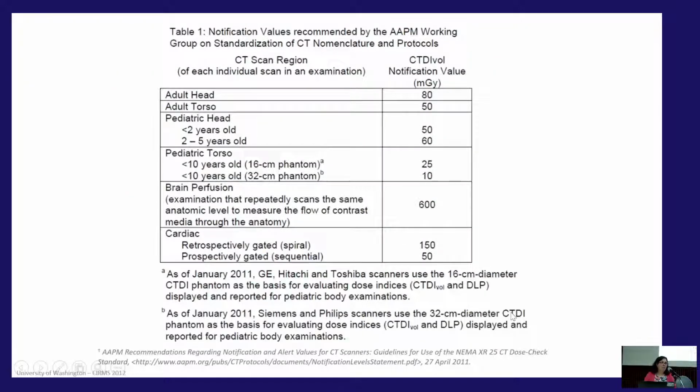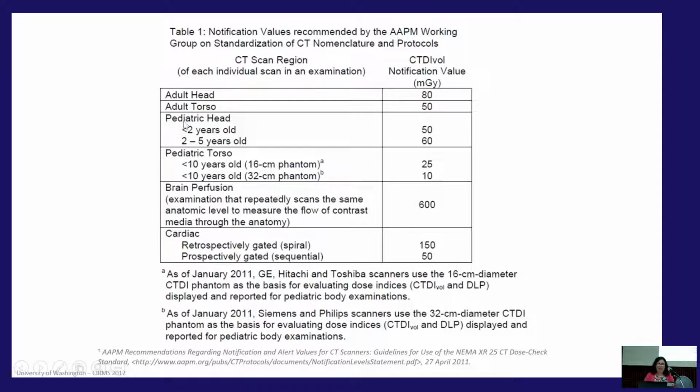So the AAPM came up with some notification values. They have some high numbers, as I mentioned yesterday. Adult head is 80, which is the same as the ACR accreditation value for passing a head exam, 80. In practice, none of us are around 80. We are more like between 40 and 60. 80 is too high, in my opinion, for a head. But it is a good thing to set it at, because then when you get an alert you still catch what's going on.